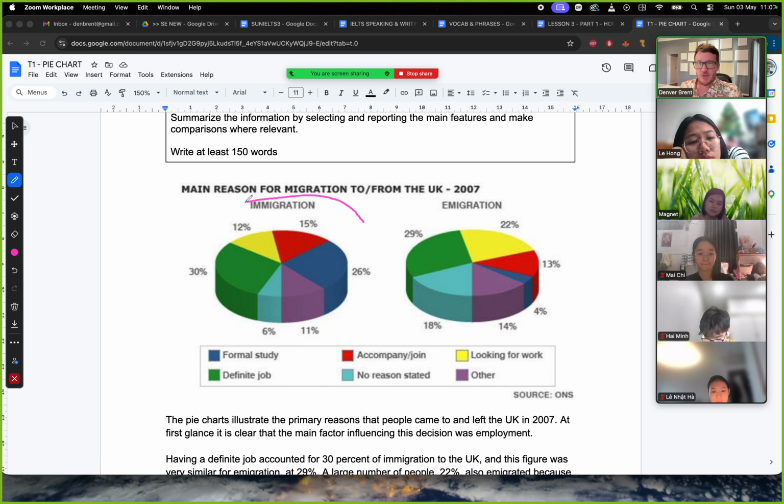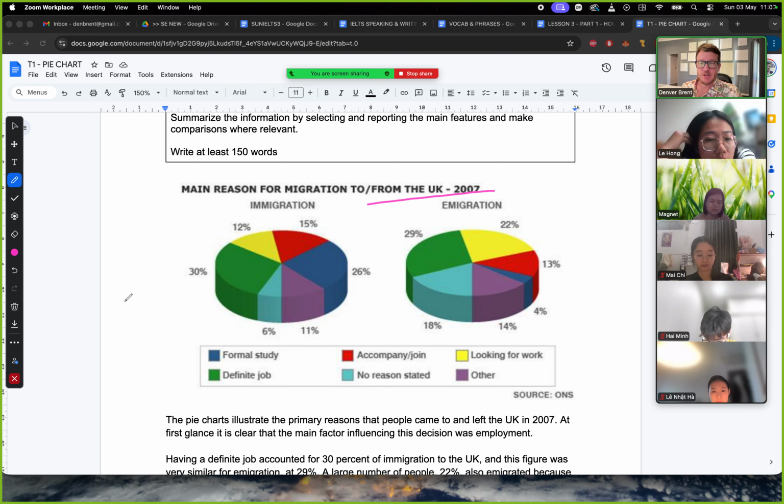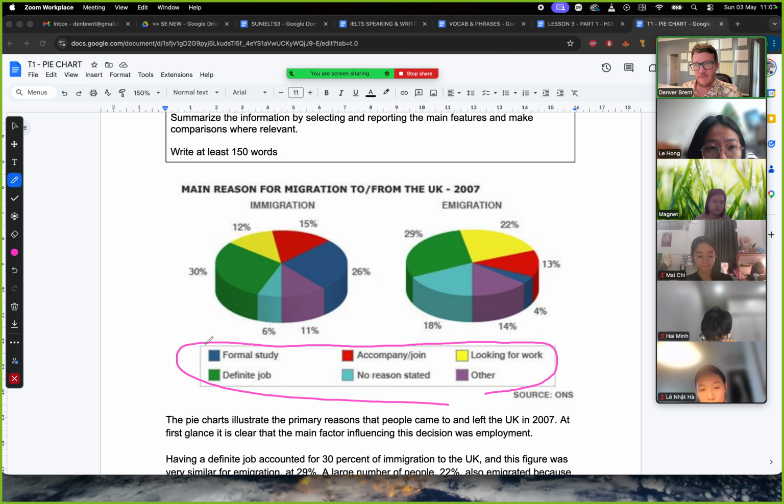So you've got two pie charts here. You've got people coming in and people leaving the country from the UK in 2007. Now this here at the bottom, these are what you call factors.